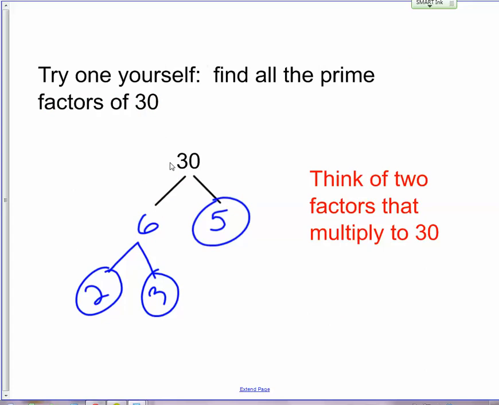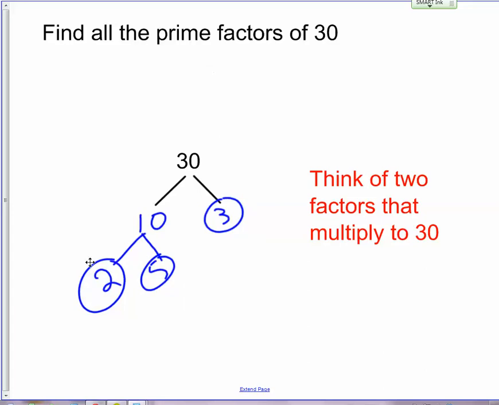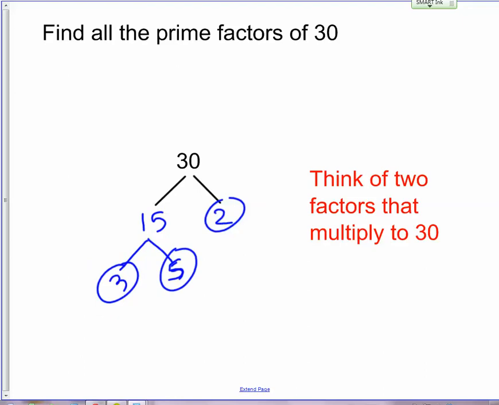Okay, then each group took a different factor pair. So for 30, one group used 6 times 5, and they broke it into primes, and they found that the prime factorization of 30 is 2 times 3 times 5. Another group started with 10 times 3. 3 is prime. They circled, they broke that into 2 times 5, and they get the same prime factorization, 2 times 5 times 3. And another group started with 15 times 2. Circle the 2, break 15 apart into 3 times 5, and they get the same factorization, 2 times 5 times 3. So that's what that fundamental theorem of arithmetic says.